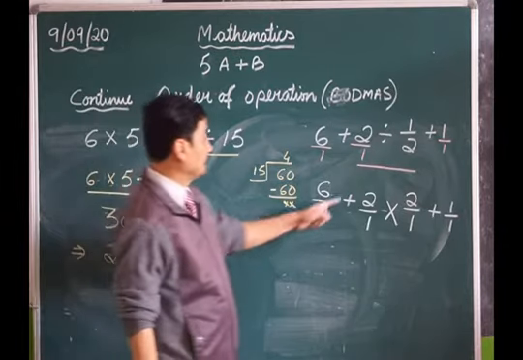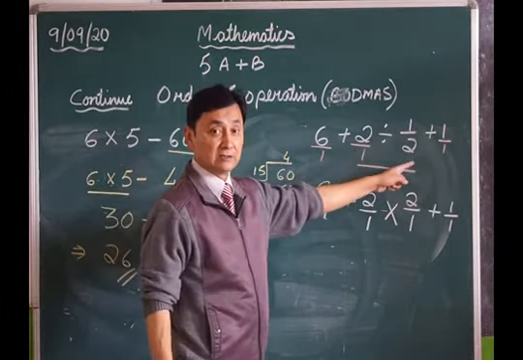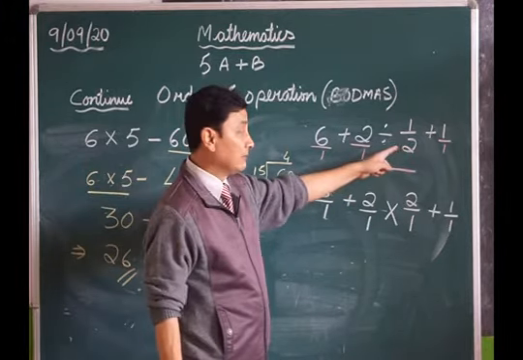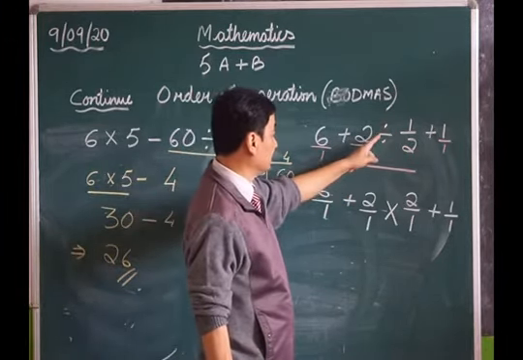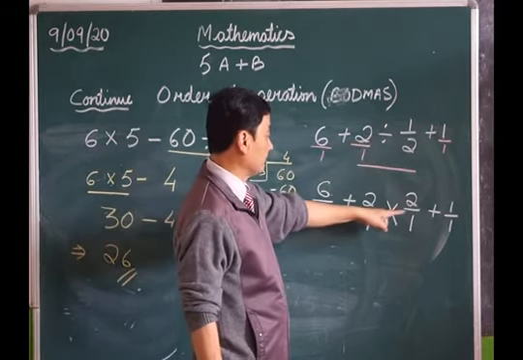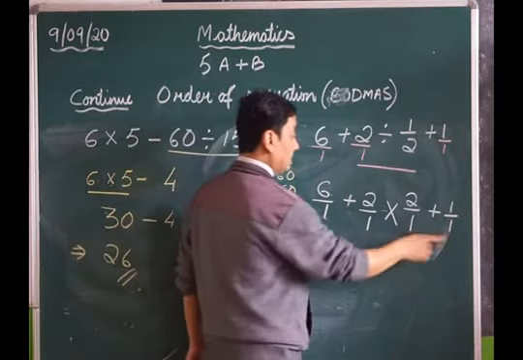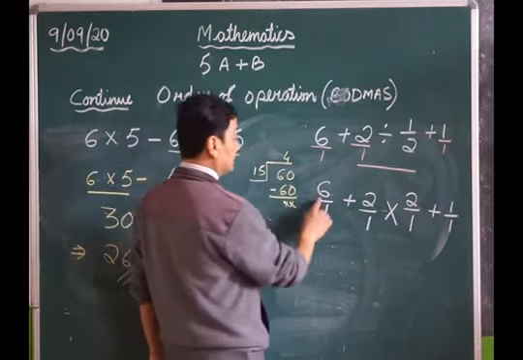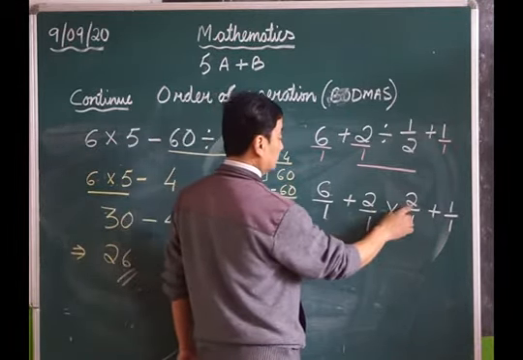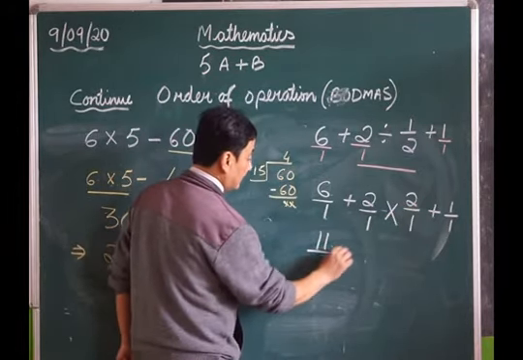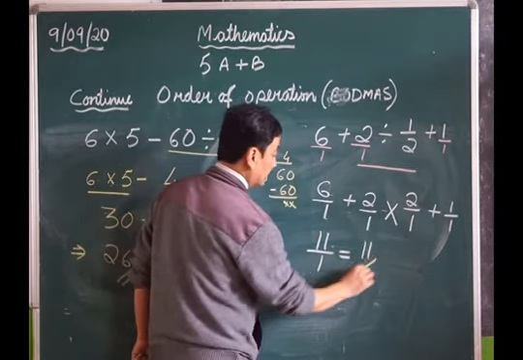Okay? So let's have a look again. You cannot cancel. Okay, this is not multiplication. If it was multiplication, you could have cancelled, but it's division, so you have to write the reciprocal. Now it's easy. All the denominators are same. You don't have to find LCM. 6 plus 2, 8 plus 2, 10 plus 1, 11 upon 1 equals 11.